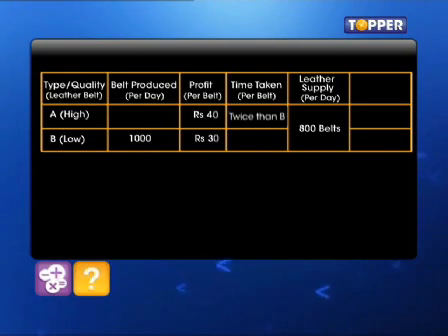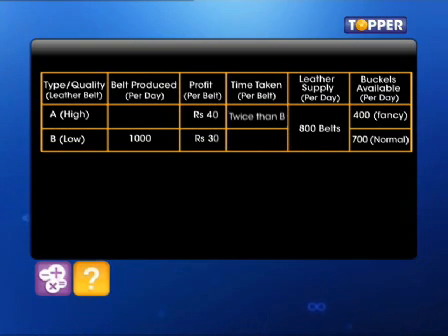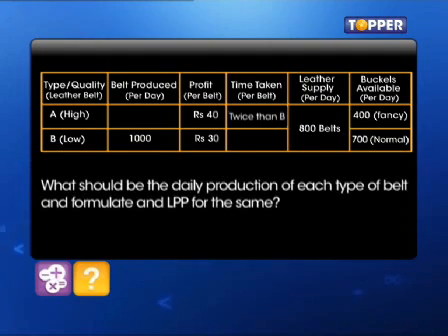Belt A requires a fancy buckle and only 400 such buckles per day are available. There are only 700 buckles available for belt B. Now, what should be the daily production of each variety of belt? Formulate this problem as an LPP.